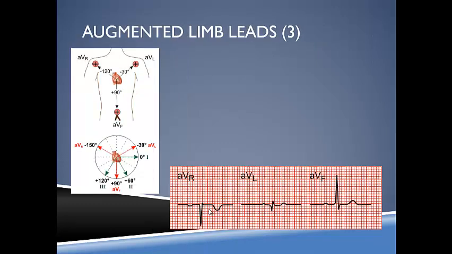Augmented limb leads are your AVR, AVL, AVF. They also look different. Notice AVR is going downward, where AVF is going up. This is called a negative deflection in AVR and a positive deflection in AVF. And basically, there's nothing wrong here. They're perfectly normal waveforms. It's how the leads are looking at the heart, which direction. In limb leads, they're actually looking out away from the heart towards the shoulders and the feet.